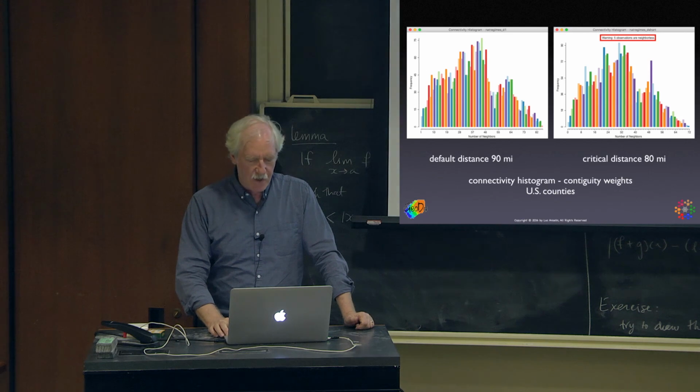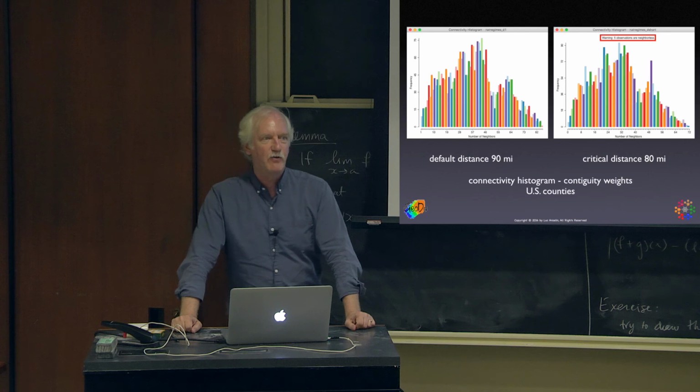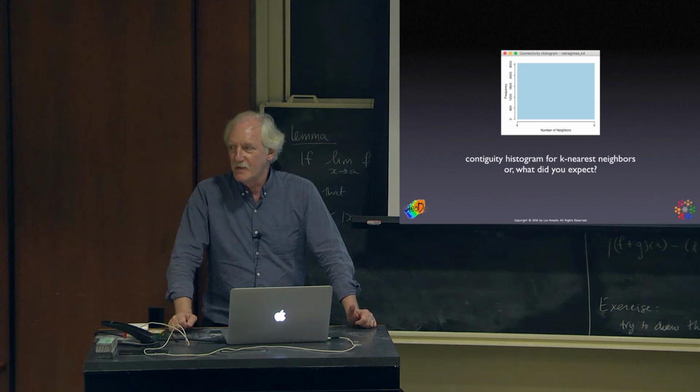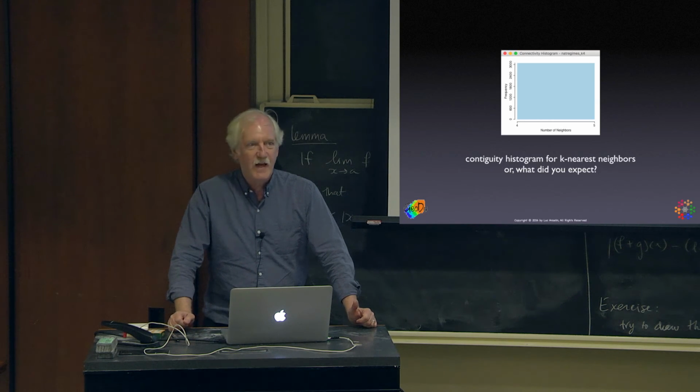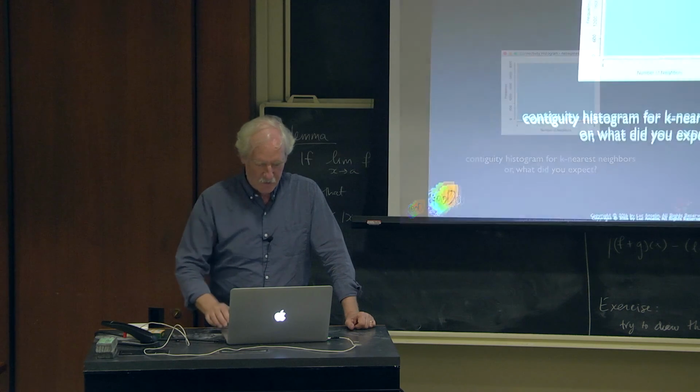So then the last slide I want to show you is this one. This is the contiguity histogram for k nearest neighbors. K is k, right? They all have k neighbors. That's it. So this is a single bar for k, and that's it. Okay? So in the lab, we're actually going to do this. Okay, that's it.